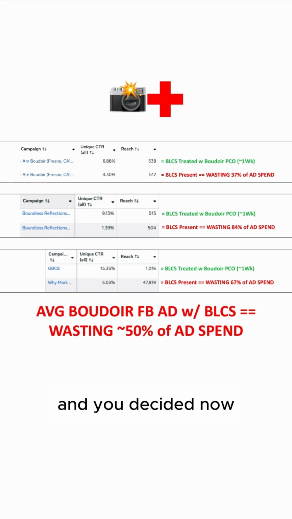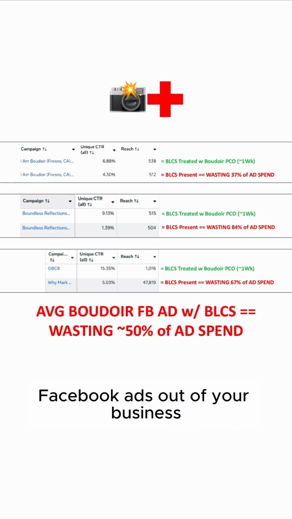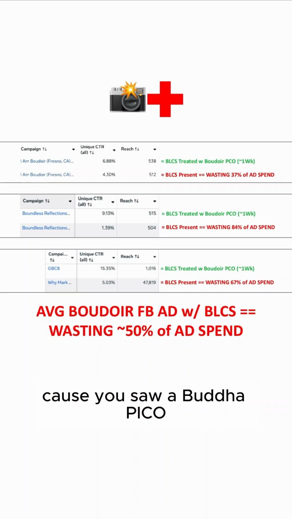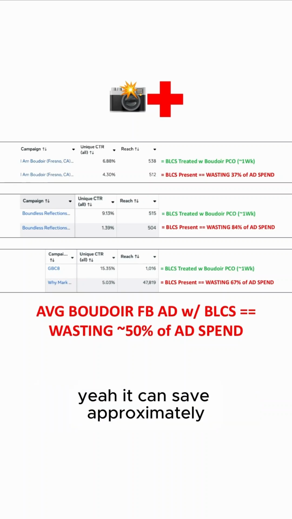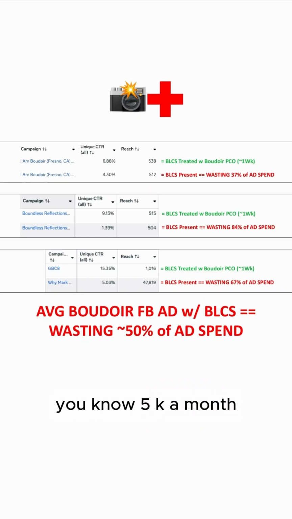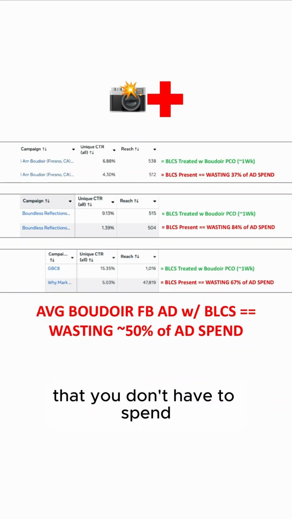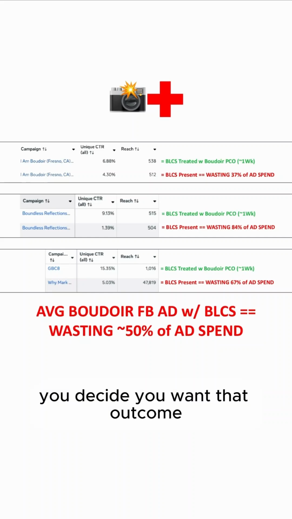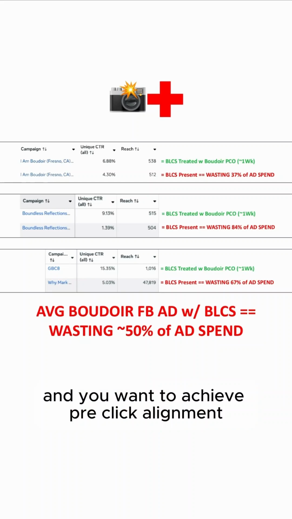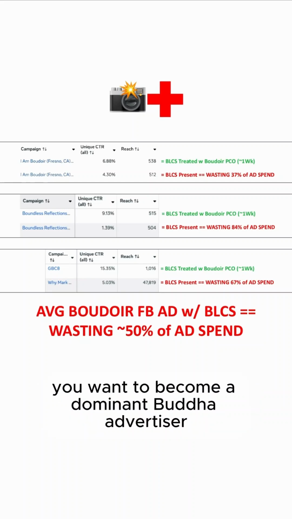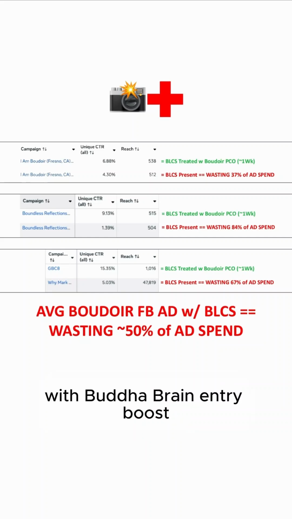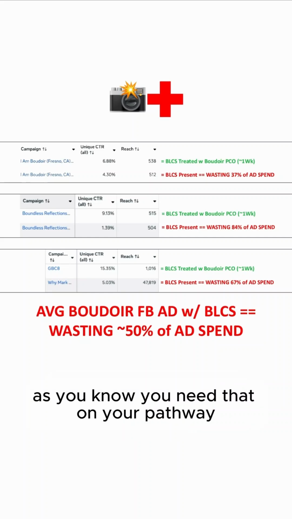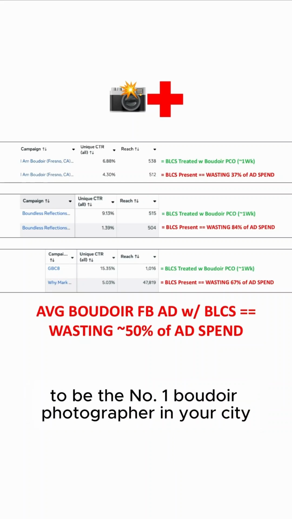And you decided now you're finally ready to optimize the Boudoir Facebook ad side of your business because you saw with Boudoir Pico, yeah, it can save approximately 5K a month. Put that back in your pocket, that you don't have to spend, so it's not being wasted. And approximately 60K over the next year. You decide you want that outcome, and you want to achieve pre-click alignment. You want to become a dominant Boudoir advertiser with Boudoir Brain Entry Boost. As you know, you need that on your pathway to be the number one boudoir photographer in your city.